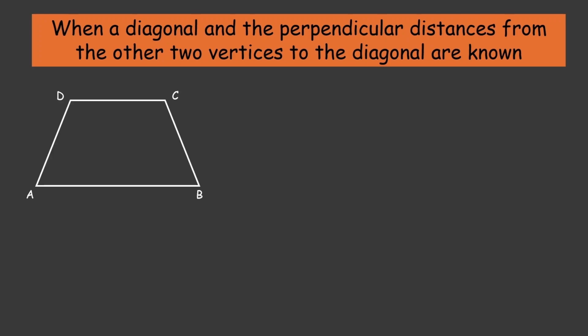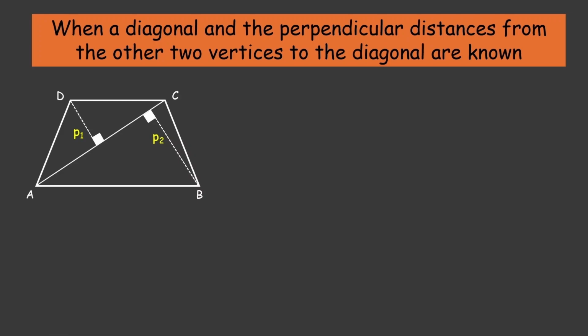So we have a quadrilateral ABCD where we know the length of this diagonal AC and we know the perpendicular distance from this vertex D to AC. That is, this is given to us, let's say P1. And we know the perpendicular distance from this vertex B to AC, which is, let's say, P2.